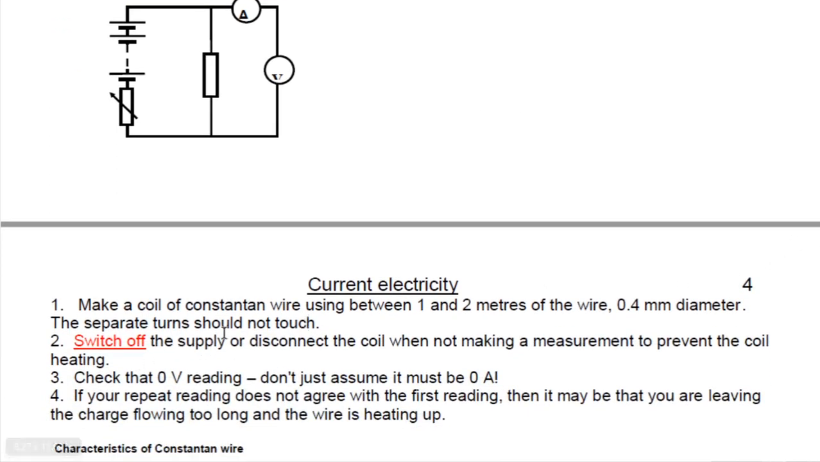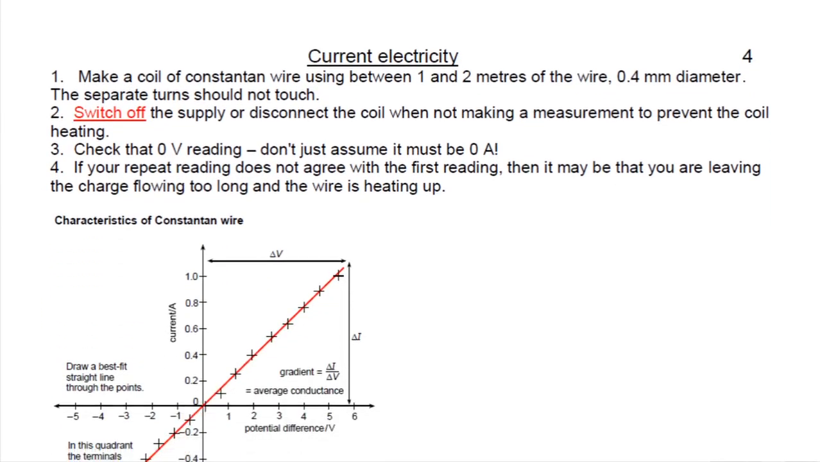So if you make a coil of constantan wire using between 1 and 2 meters of wire, that's 0.4 millimeters in diameter, then separate the turns so that they don't touch. Switch off the supply or disconnect the coil when not making a measurement to prevent the coil heating. Check the 0 volt reading. Don't just assume it to be 0 amps. So this is a practical that you're doing. If you repeat the reading and it does not agree with the first reading, then it may be that you're leaving the charge flowing too long and heating up.